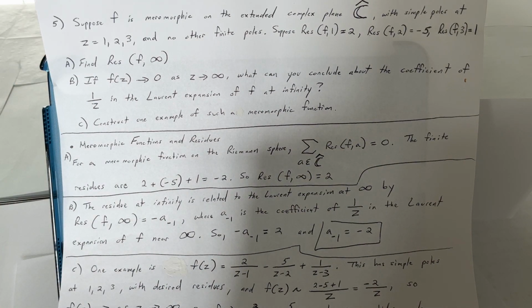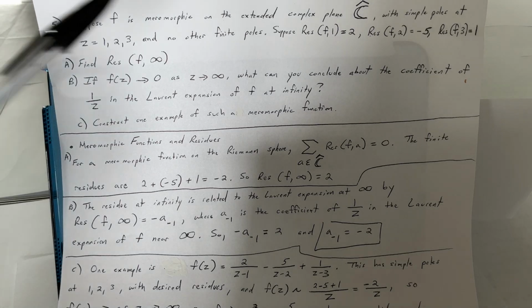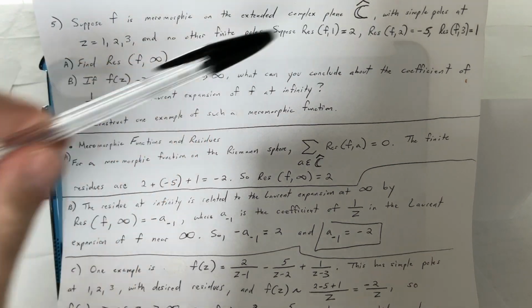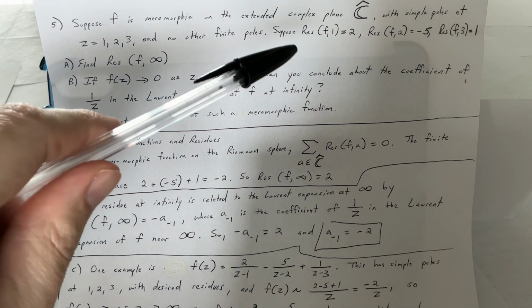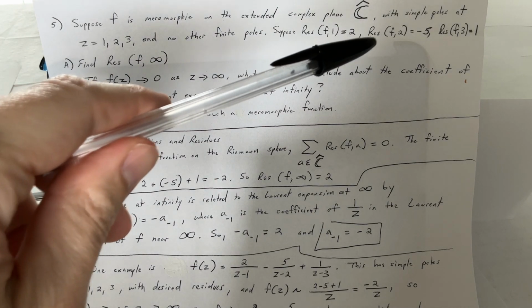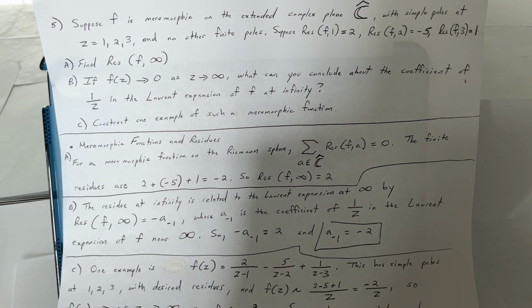So for number 5, suppose f is meromorphic on the extended complex plane, the Riemann sphere, with simple poles at z equals 1, 2, 3, and no other finite poles. Suppose the residue of f at 1 equals 2, the residue of f at 2 equals -5, and the residue of f at 3 equals 1. Part A, they want us to find the residue of f at infinity.